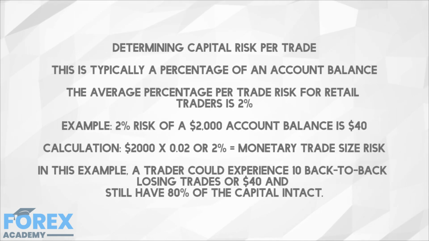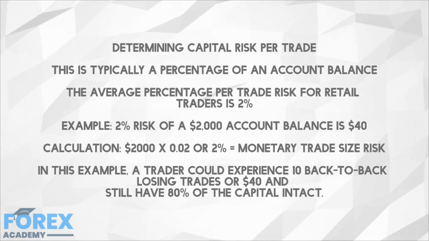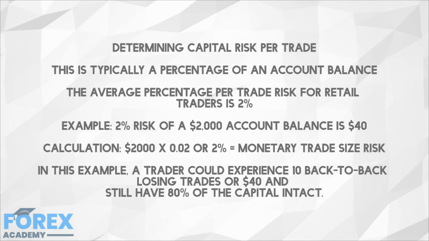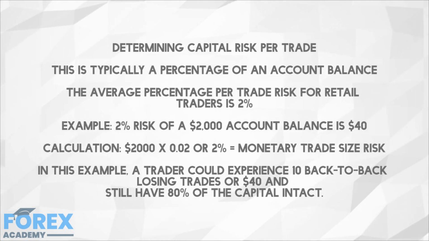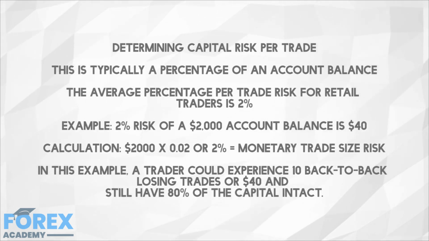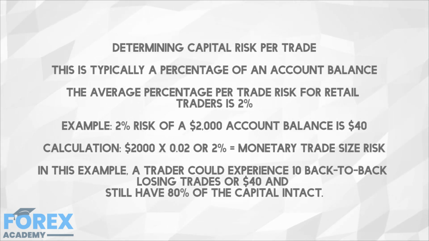Let's look at example A. Determining capital risk per trade, this is typically a percentage of the account balance. The average percentage per trade risk for traders is 2% as seen here. In this example, a trader could experience 10 back-to-back losing trades of $40 and still have 80% of the capital intact. It is extremely advisable that new traders adopt this very important position sizing risk strategy in order to achieve longevity in their trading careers, especially in the early stages.